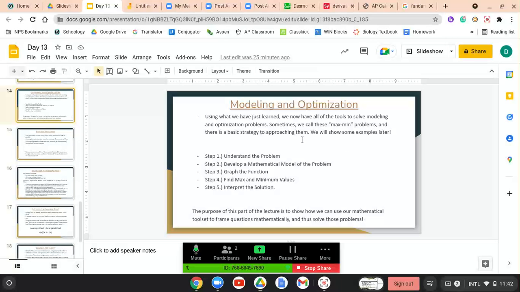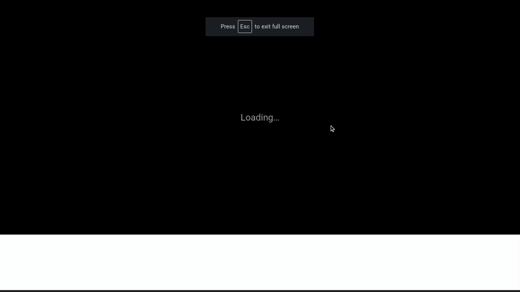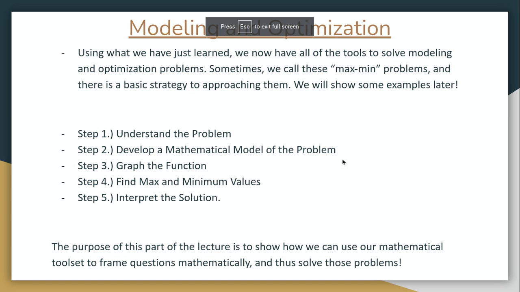It's just basically a class of problems we're going to learn how to solve. Okay, so welcome back. Using what we have learned, we now have all the tools to solve modeling and optimization problems. Sometimes we call these max-min problems, and there's a basic strategy to approaching them. All modeling and optimization problems, you're given some problem, you frame it mathematically, solve it mathematically, and then you get your answer. That sounds confusing, but we're going to go through an example of a modeling optimization problem and show you what I mean by that.